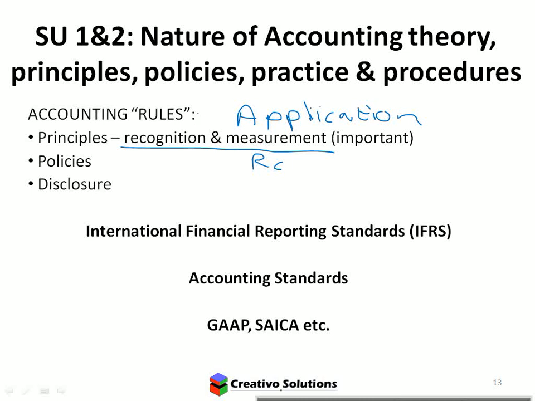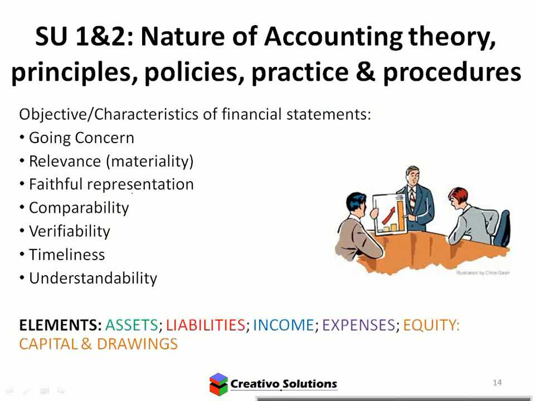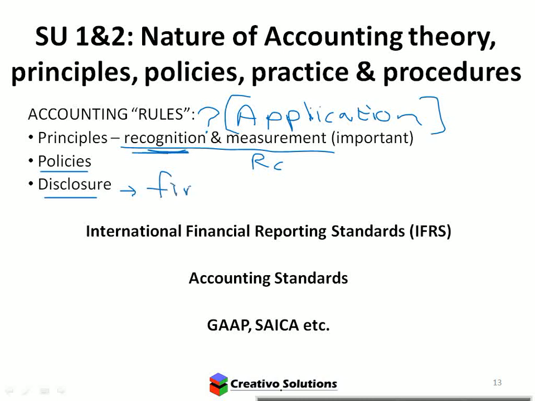Recognition is, well, do you know what you're dealing with? Do you know that that's an expense, or that's an asset? What is it? That's the recognition. Do you know what something is? And then measuring it is something separate. But both go hand in hand because you need both to answer the question and to apply the theory. Policies aren't so important. Disclosure, yes, but for later, when we look at the financial statements. Let's write it in.